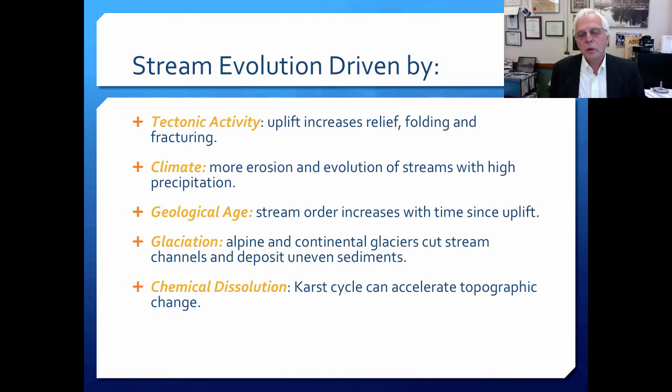Geological age is important also. Stream order tends to increase with time since uplift. And glaciation is important. Both alpine and continental glaciers can cut stream channels and deposit uneven sediments on landforms. And finally, chemical dissolution. The karst cycle can accelerate topographic change through dissolution of calcium carbonate.